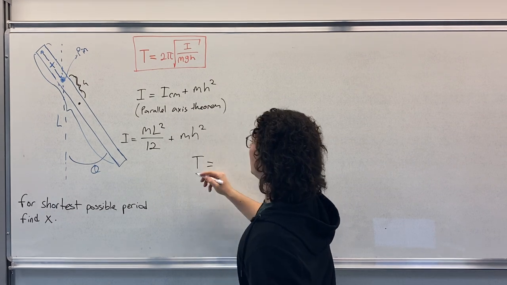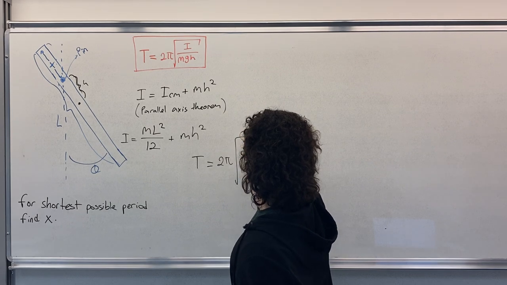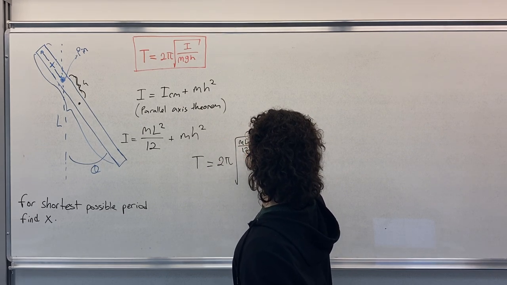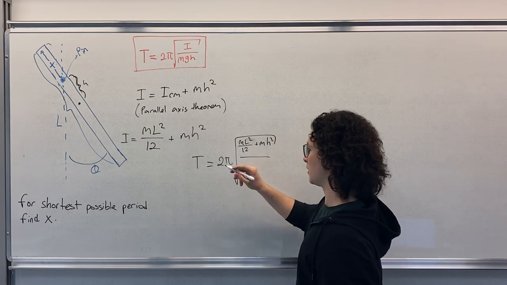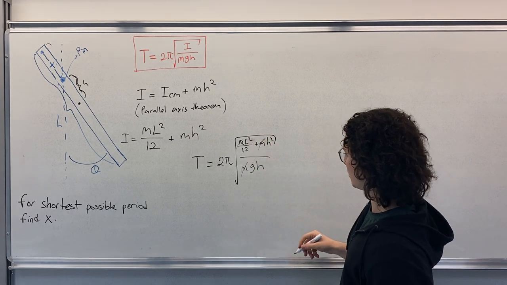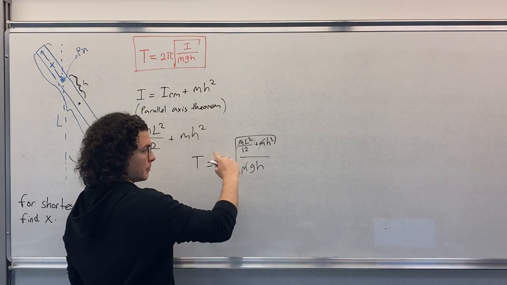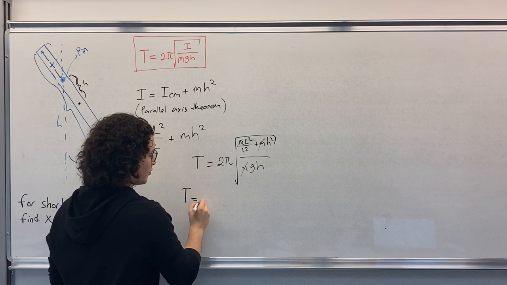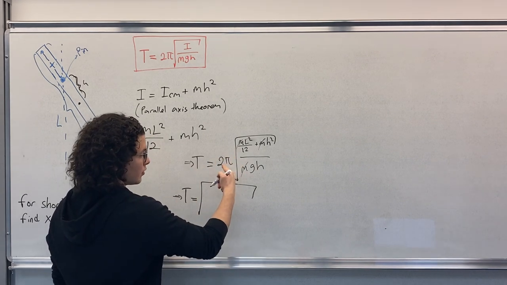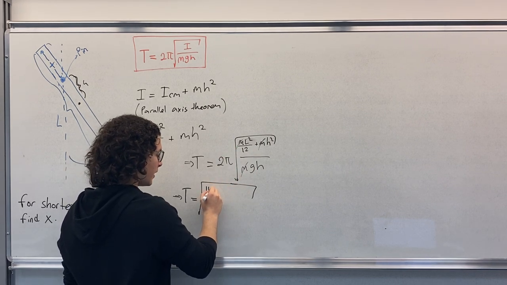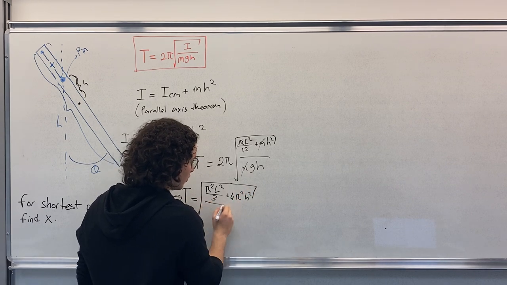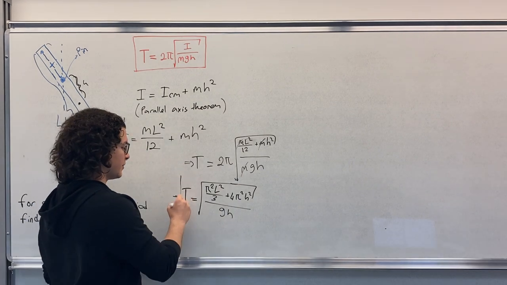So we have the period as T is equal to 2 pi times square root of I, which is this expression, m l square over 12 plus m h square, over mgh. So m's are cancelling out. If we multiply this 2 pi inside, we get T is equal to square root of 4 pi square goes inside, so pi square l square over 3 plus 4 pi square h square over gh. This is our expression for period.